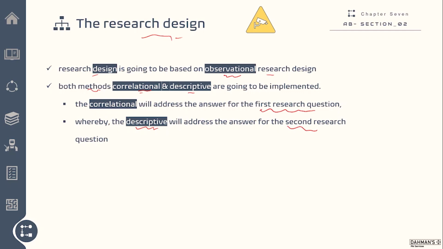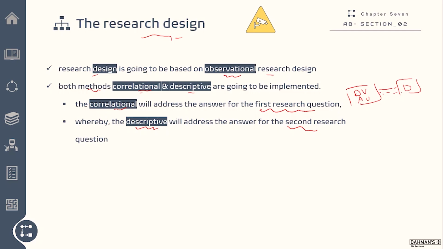To refresh your memory once again, the first question was to find out the correlation between those demographic and affecting variables and the dropout problem, right? That was a relation that we're trying to investigate. What kind of relation is this and how does it work? That's why the correlation method is going to help us to answer.